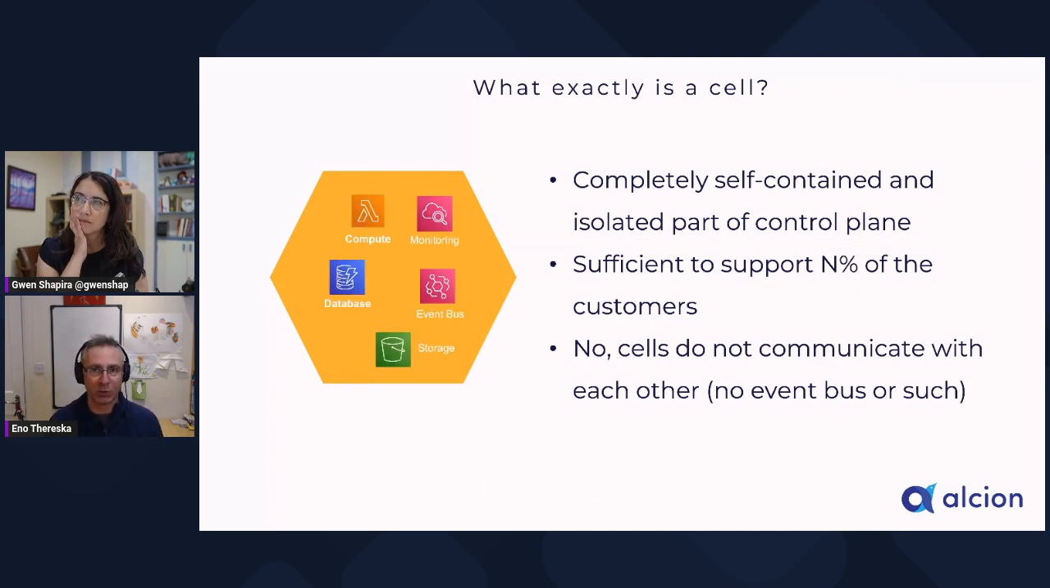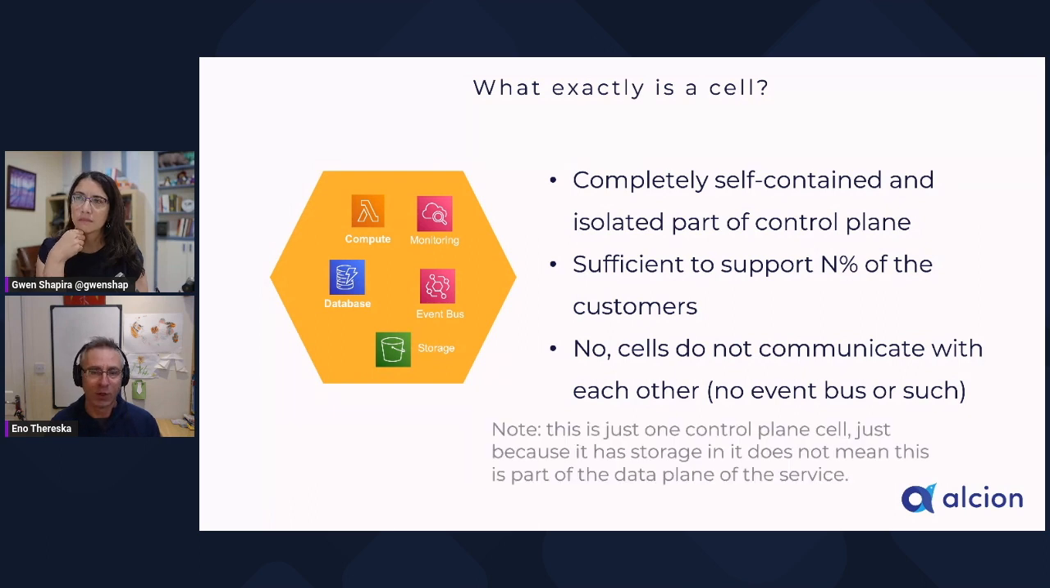Now, what do we have in the cell? Viewers of this series know what goes on in the control plane and are not going to be surprised that in this cell we have compute. This can be lambdas, or VMs, depending on the service provider. There's going to be monitoring and logs. There's going to be a database that keeps the metadata about tenants and things like that. There's probably going to be an event bus, and storage as well. Now, just because I've shown storage on the control plane doesn't mean that this is a data plane. This is still part of the control plane.